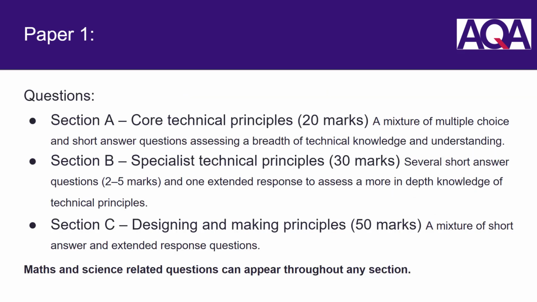So section A is the core technical principles, which is 20 marks. That's a mixture of multiple choice, so quick questions, some short answer questions, and that's assessing a breadth of technical knowledge and understanding. Section B is specialist technical principles, which is a 30-mark section, and that's got several short answer questions, 2 to 5 marks generally, plus also one extended response to test more in-depth knowledge on something technical.